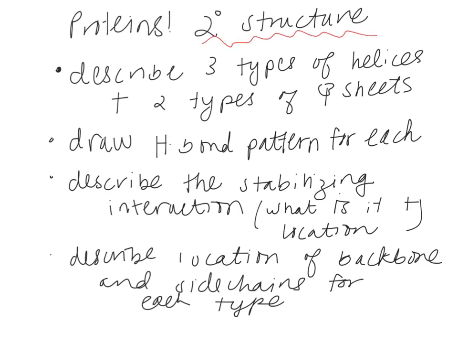After watching this video, you should be able to describe the three types of helices and the two types of beta sheets. Draw the hydrogen bond pattern for each, so one for a helix, one for a beta, or each of the beta sheets. Describe the stabilizing interaction for each of them. What is the stabilizing interaction and where is it located within the polymer? And then describe the location of the backbone atoms and the side chain atoms for each type.